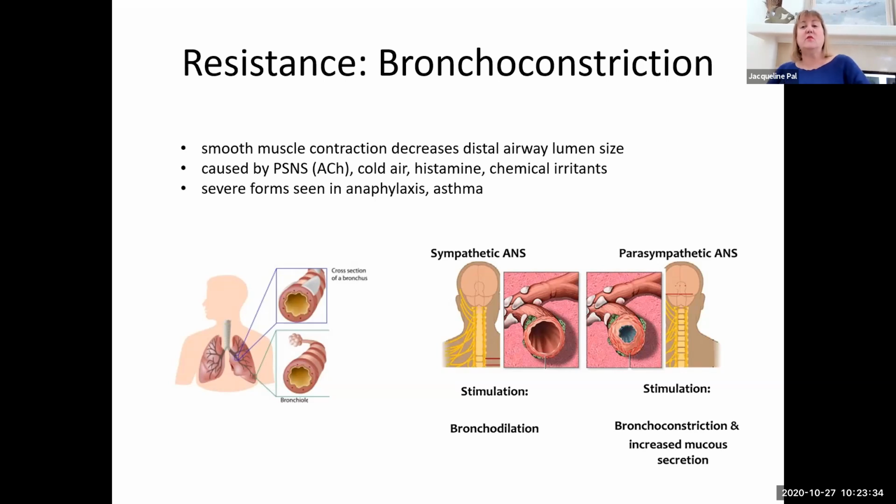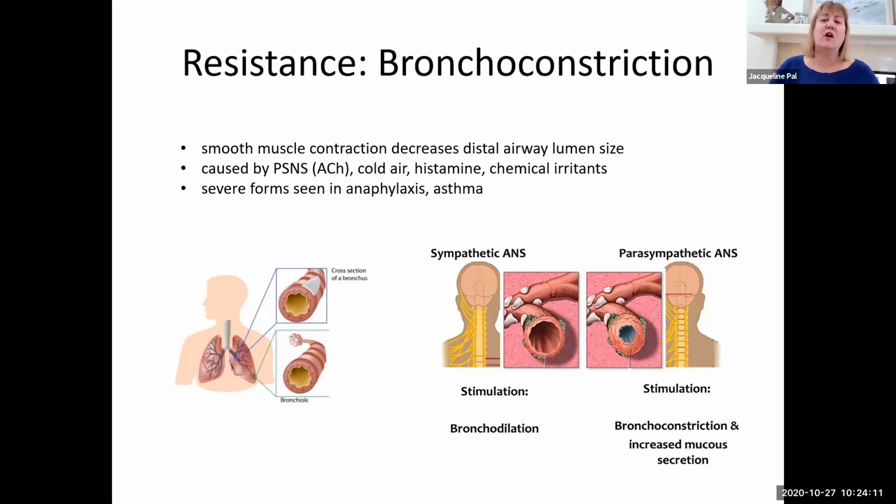Other things that can trigger bronchoconstriction include just going out in cold air or histamine, chemical irritants, for instance, from local fires, having the soot. In fact, severe forms of bronchoconstriction can be seen in some diseases. For instance, when people are suffering from a severe allergy reaction known as anaphylaxis, and in people who have asthma. There are many different triggers for asthma, so each individual person's trigger for bronchoconstriction can be slightly different.